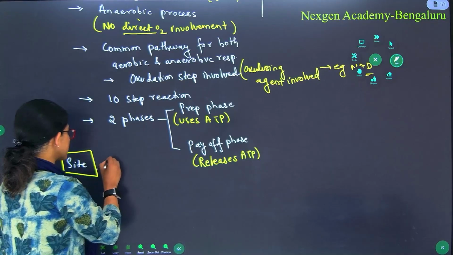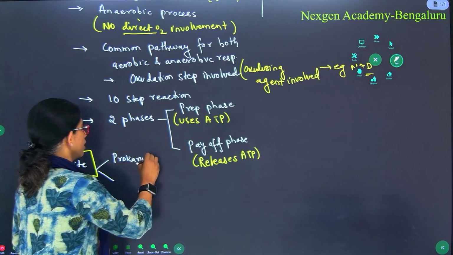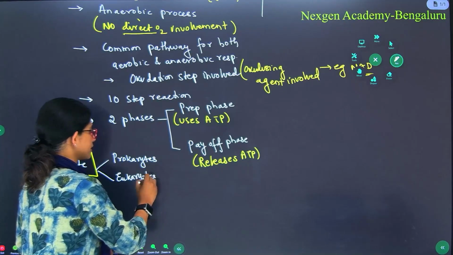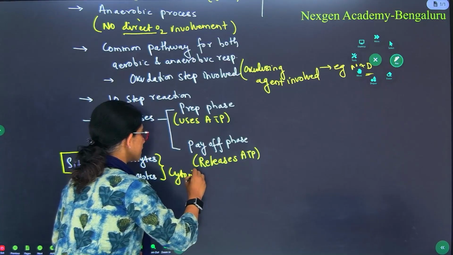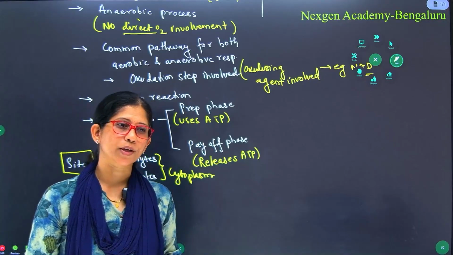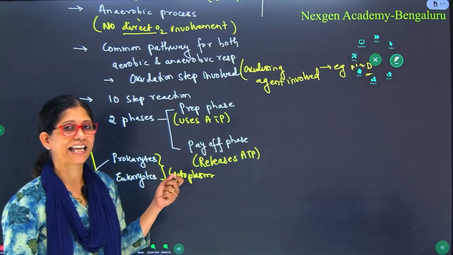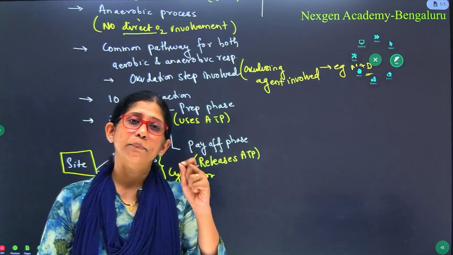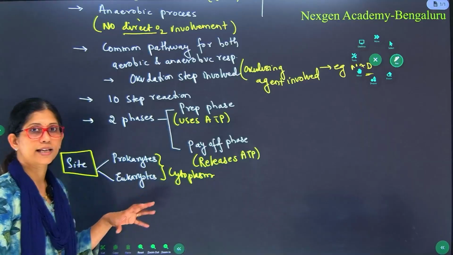When we talk about the site, in prokaryotes and eukaryotes, both types of cell, this particular process occurs in the cytoplasm. So what is the site of glycolysis in both prokaryotic as well as eukaryotic cells? Cytoplasm. Since we are talking about respiration in plants, a plant cell is an example of a eukaryotic cell. So in a plant cell, where is that initial step of aerobic respiration happening? It is happening in the cytoplasm.